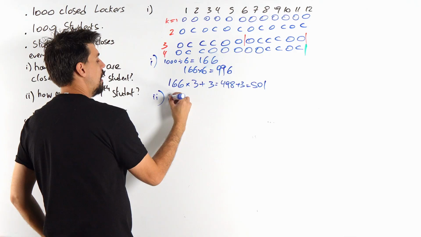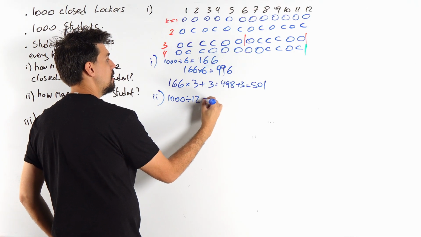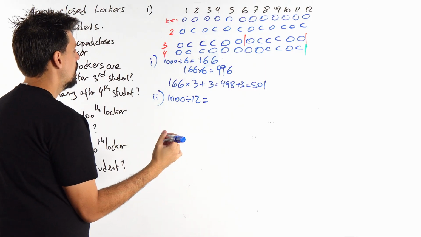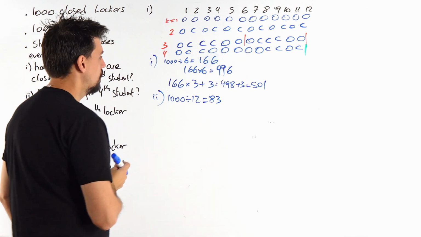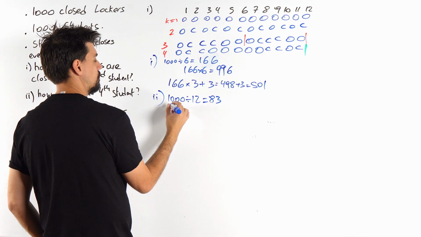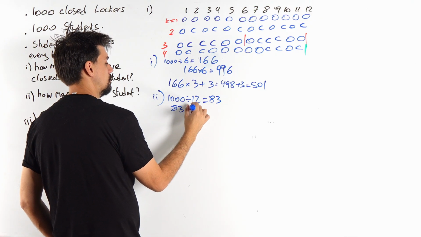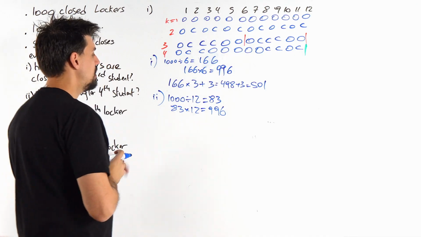So now, how many times does this pattern go into 1,000? So we've got to do 1,000 divided by 12. Well, looking at this, we reckon 83. All right, it goes in 83 times.